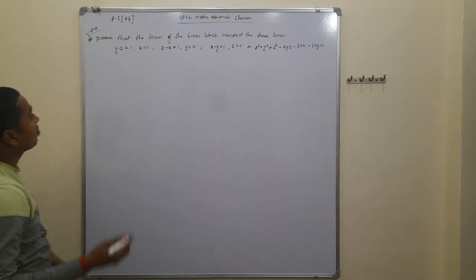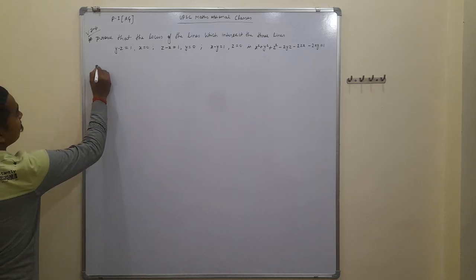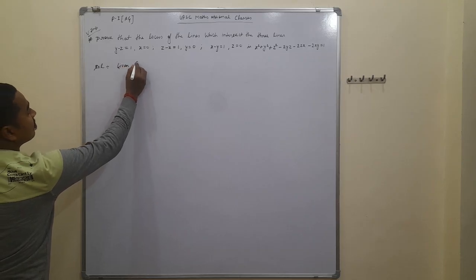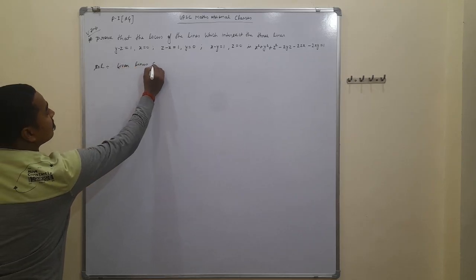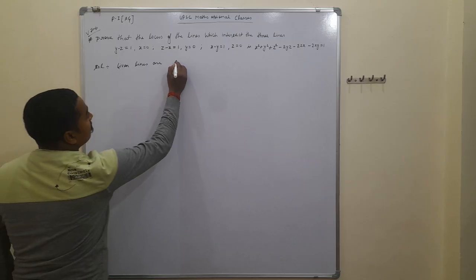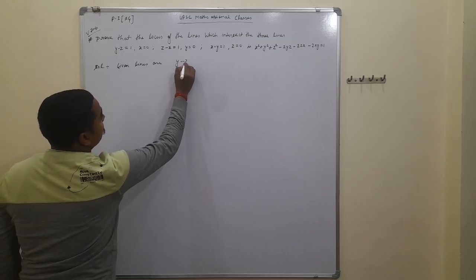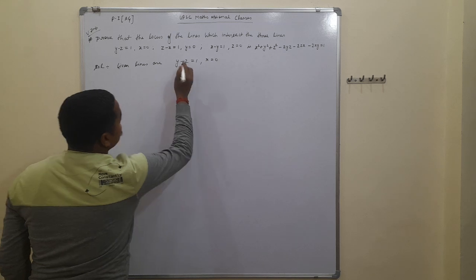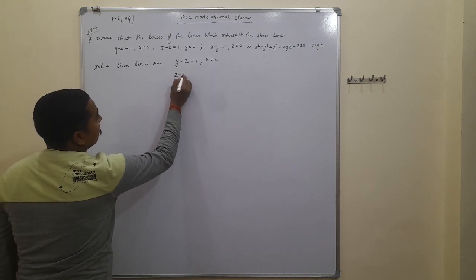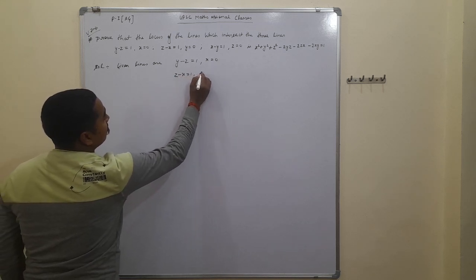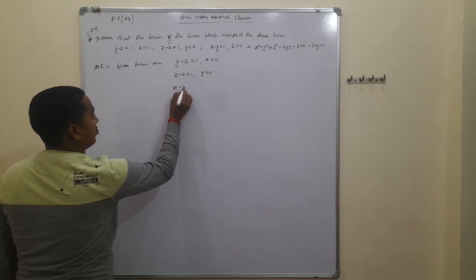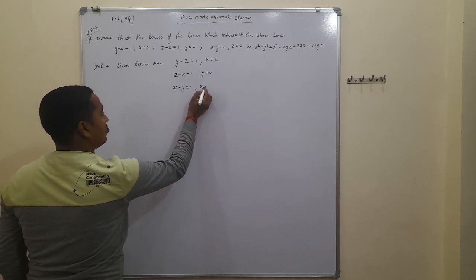First, let's solve the problem. Given lines are: the first line is given by y minus z is equal to 1 and x is equal to 0, the second line is given by z minus x is equal to 1 and y is equal to 0, and the third line is given by x minus y is equal to 1 and z is equal to 0.